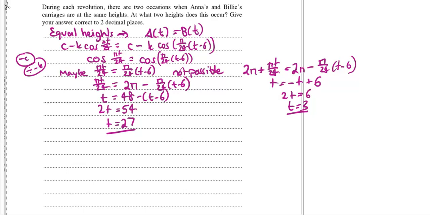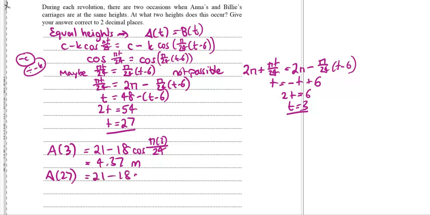Okay, so having found the times at which these occur, we're actually being asked to find the height. So let's go ahead and do that. It doesn't matter which of the formulas we sub into. I'm going to sub into A because I think it looks a little bit easier. Let me do A of 3 first of all. A of 3 equals 21 minus 18 cos pi times 3 on 24. I put all of that in the calculator. I get 4.37. And now I'm going to put in t equals 27.